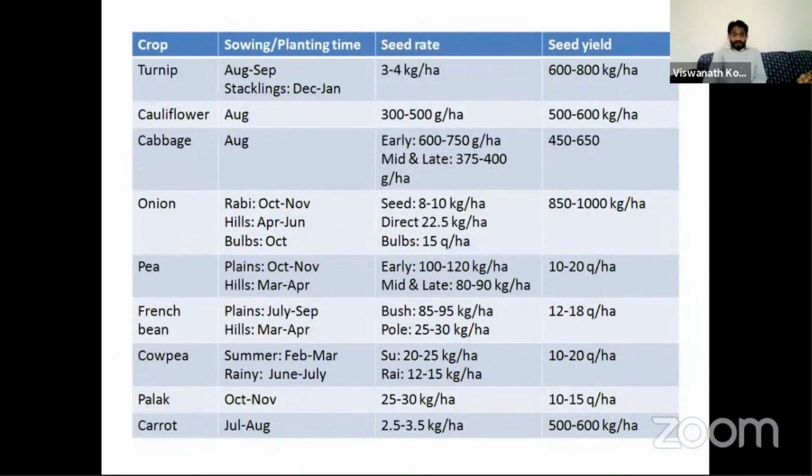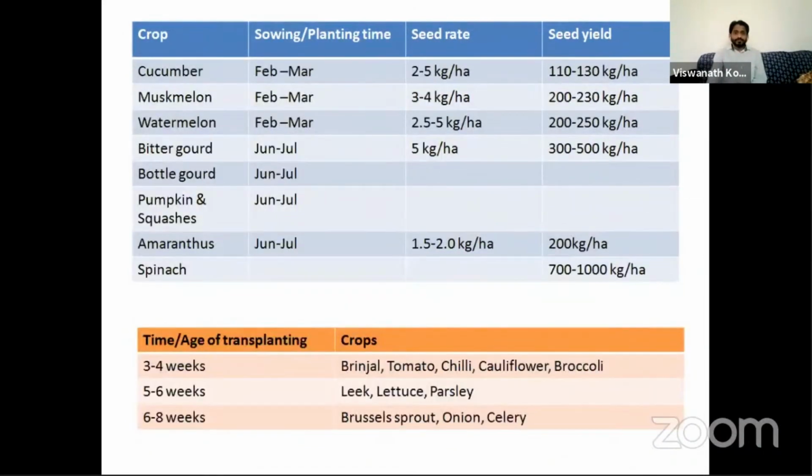And in case of onion also, the Rabi onion requires 8 to 10 kg. If you go to the nursery and transplant the onion, it requires less seed rate, 8 to 10 kg per hectare. But if you directly sow the onion seeds, it requires a high seed rate, 22.5 kg per hectare. If you plant the bulbs, it requires 15 quintal per hectare. So where there is a difference in the seed rate, just go through the difference.